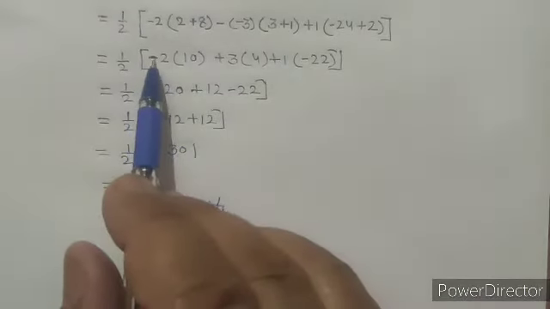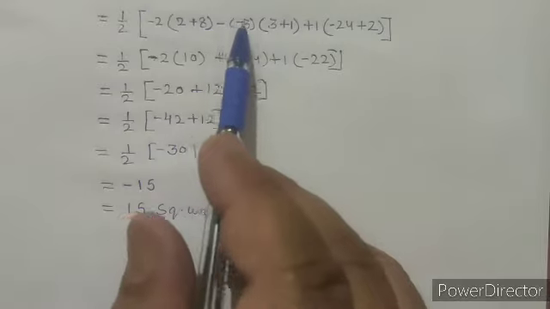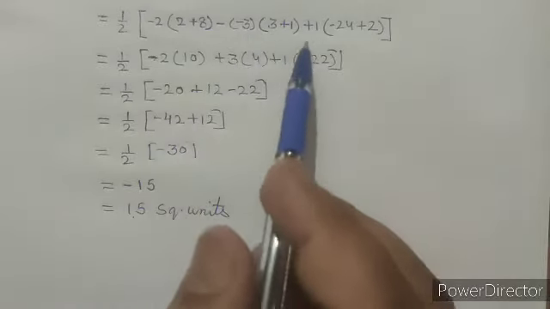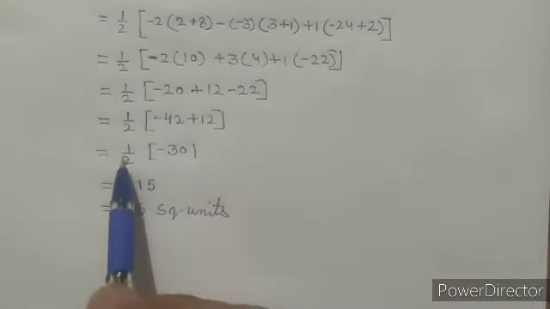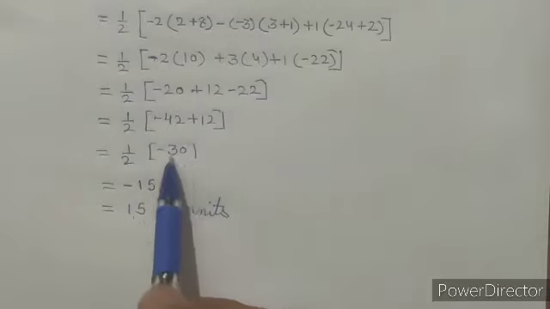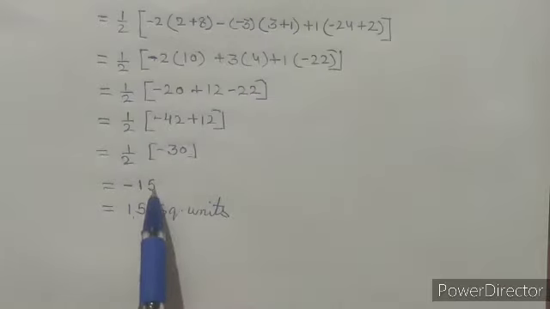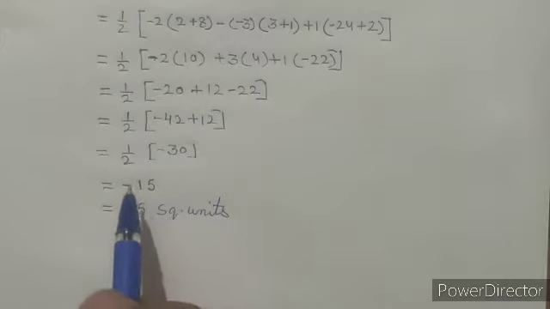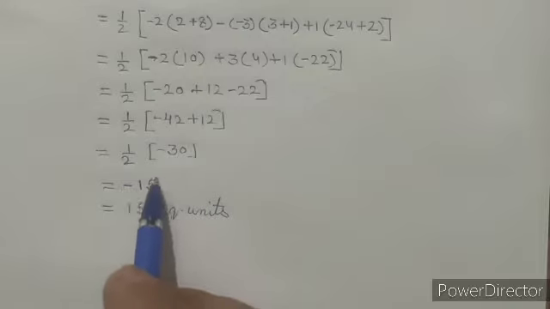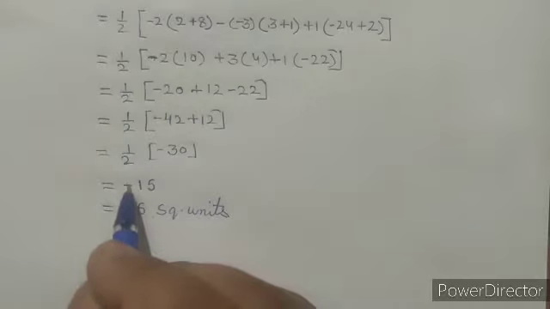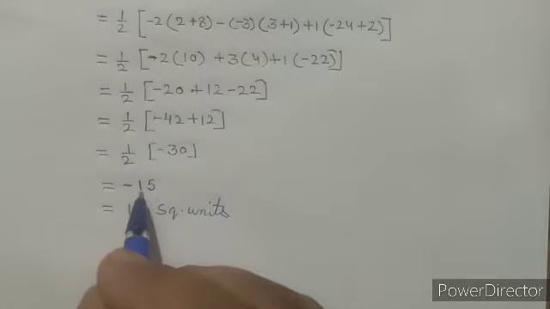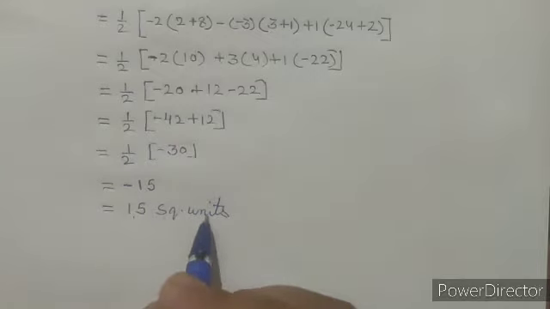Now this will give us minus 2 into 10 plus, minus will be plus, 3 into 4 plus 1 into minus 22. Now on solving this, we are getting the area as half into minus 30 and that will be equal to minus 15. Now as we know, the area of a triangle cannot be negative. So we will always take the absolute value of the area of triangle. Now here, or we can say we will take the modulus of the area of triangle. So the area of triangle will be 15 square units.